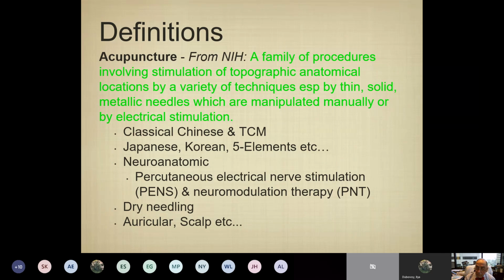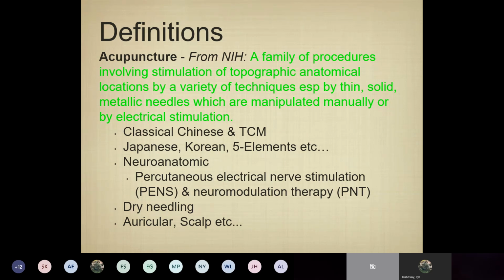Broadly speaking, acupuncture can be a term that is as inclusive as the word injection. And straight from the NIH, it's really a set of procedures that involves topographic anatomical stimulation by a variety of techniques, sometimes just even by pressure, sometimes with manual stimulation or electricity, generally though with thin, solid metallic needles.